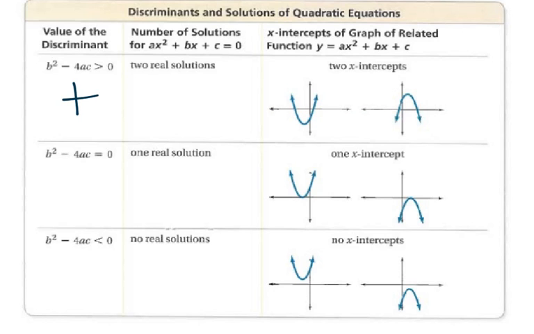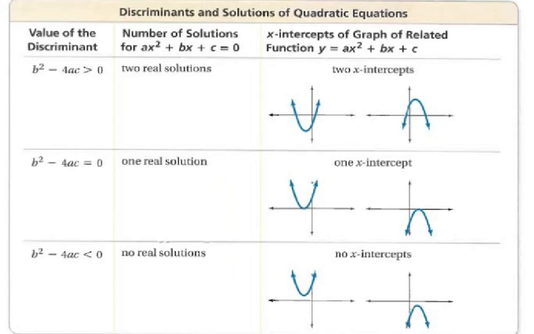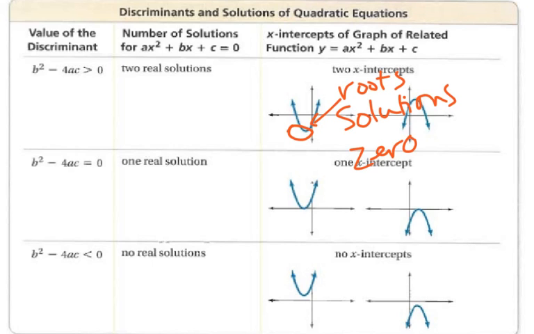If you remember, wherever it crosses over, these are called roots or solutions or zeros, and they're all the same thing. This is where the solution is. You can look at a graph and see what the solution is.